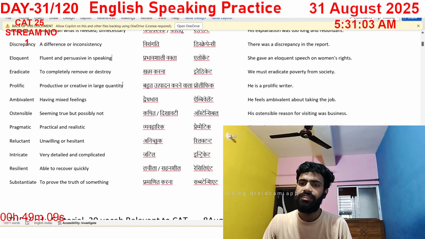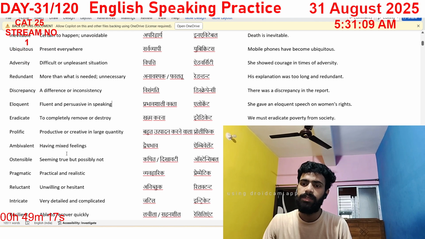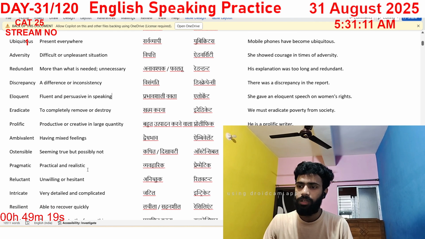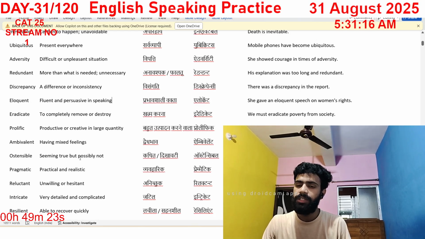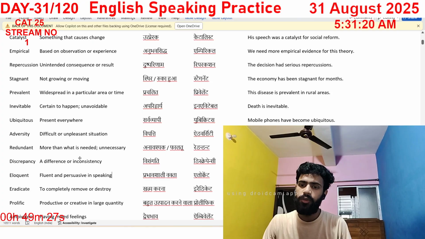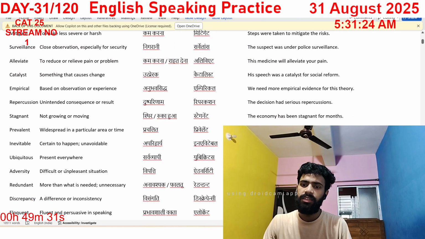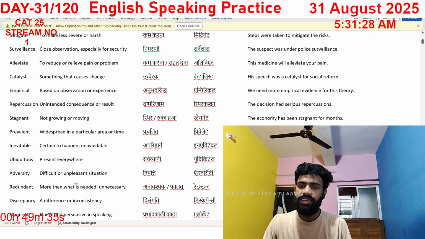Resilient, intricate, complicated and detailed, reluctant, hesitant, pragmatic, practical and realistic, or ostensible. Ostensible means something true but possibly not. Ambivalent, prolific, eradicate, eloquent, discrepancy, redundant, adversity, redundant. Redundant means more than what we needed, unnecessary.